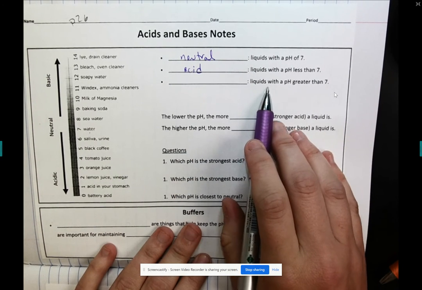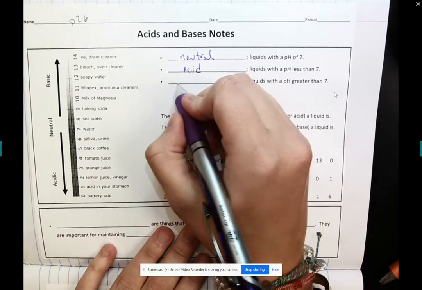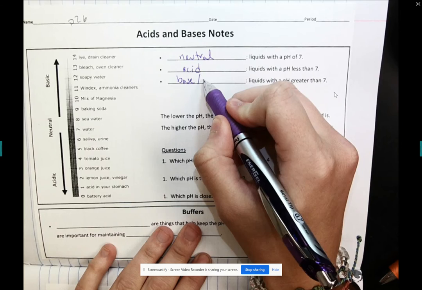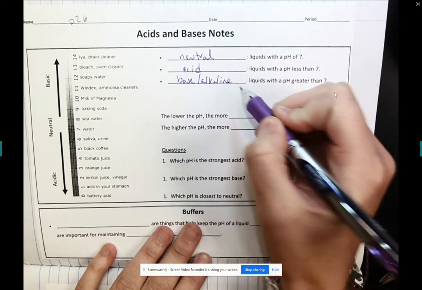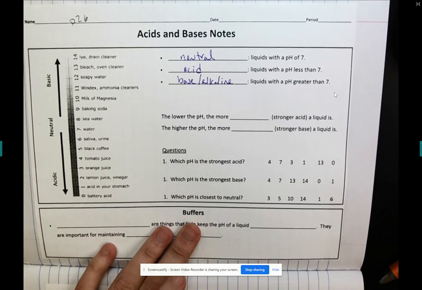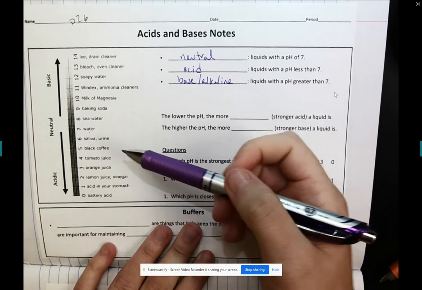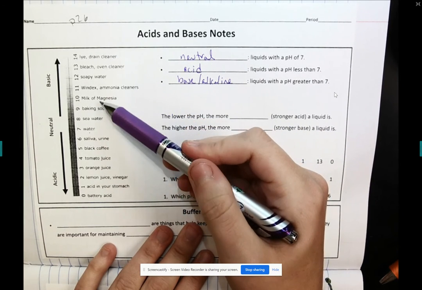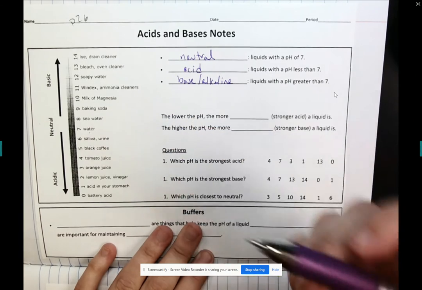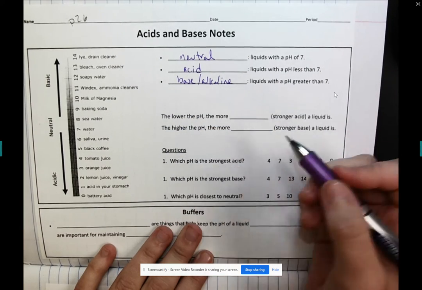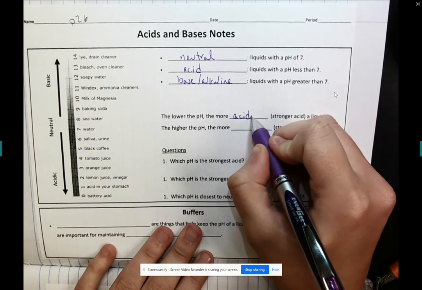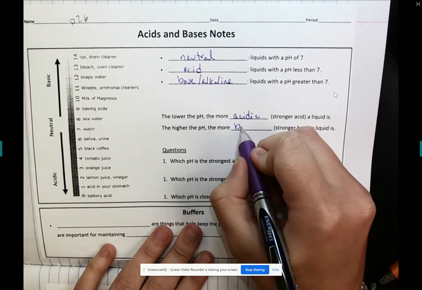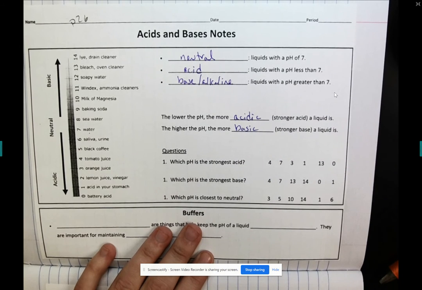And then, of course, at the top, liquids with a pH greater than 7, those are called a base. Sometimes we refer to these as alkaline. So that means the same thing, basic or alkaline. And these are going to be things like seawater, baking soda, kind of your cleaning supplies are going to fall on the basic pH. The lower the pH, the more acidic the liquid is, and the higher the pH, the more basic that liquid is.